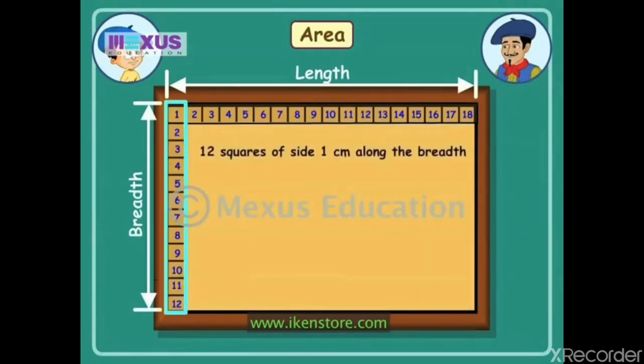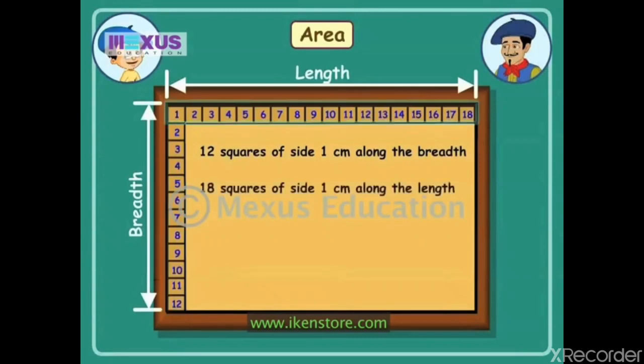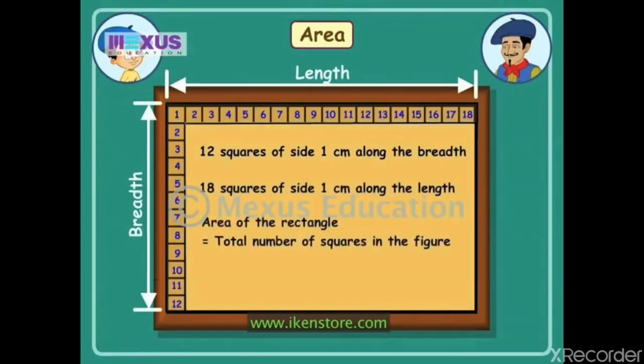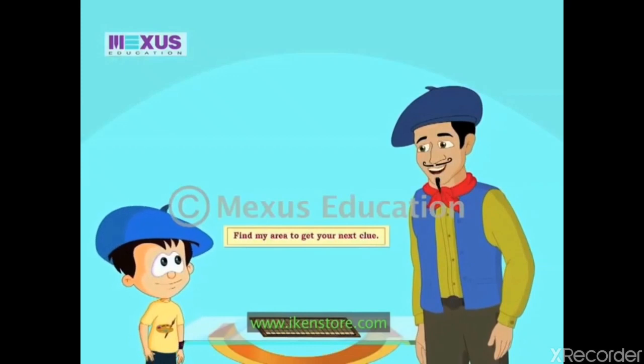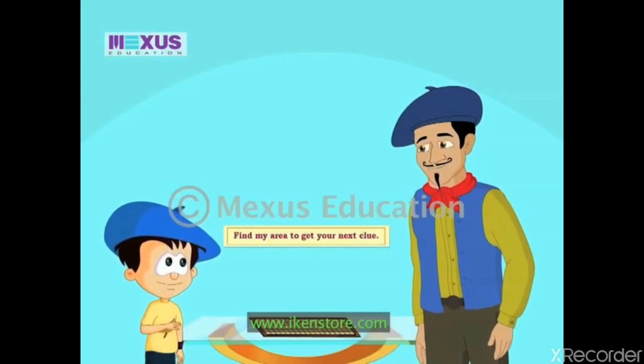There are 12 squares along the breadth and 18 squares along the length. So the total number of squares covering this painting is 18 multiplied by 12. That is 216. Correct. So did you notice what we just did? What?